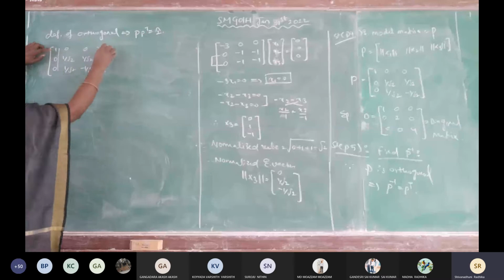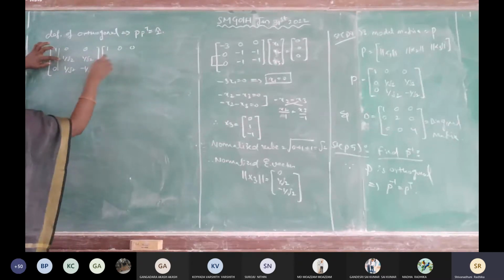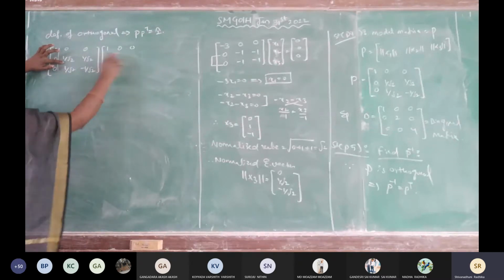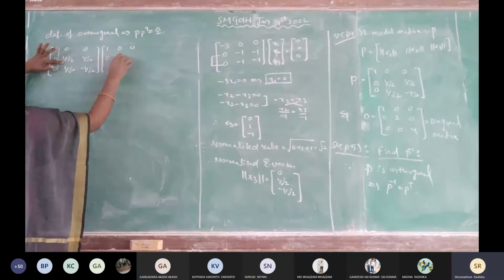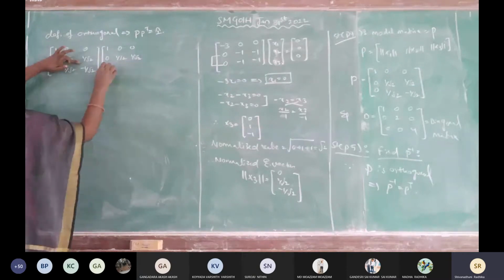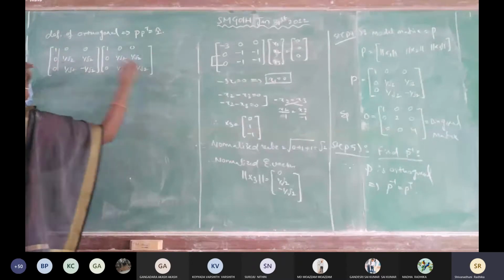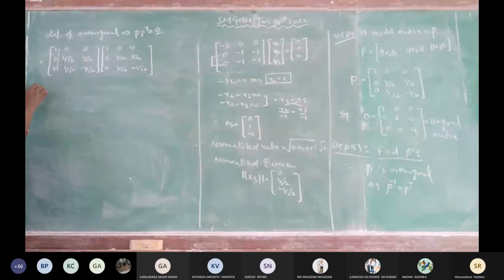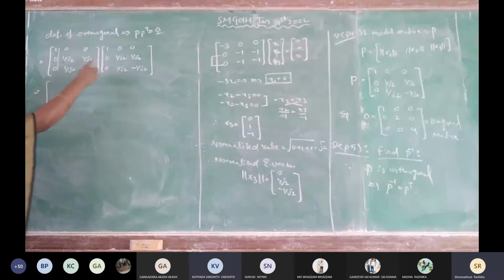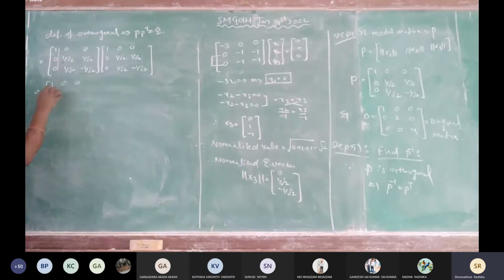First column is the first row, 1, 0, 0. Second column is the second row, 0, 1/√2, 1/√2. Third column is the third row, 0, 1/√2, -1/√2. See here, the result. The result ultimately we are getting what? Identity. What is the order of the identity matrix? This is a 3 by 3, this is a 3 by 3. The result matrix is also 3 by 3.